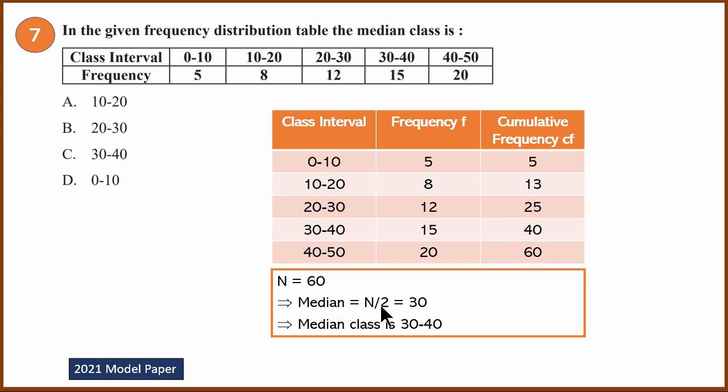Which means the median is half of that, which is 30. Now, which class has cumulative frequency 30? This class has the frequency from 25 to 40, which means this is the class which has the median. Which means this is the median class. So the answer is 30 to 40, which is C.